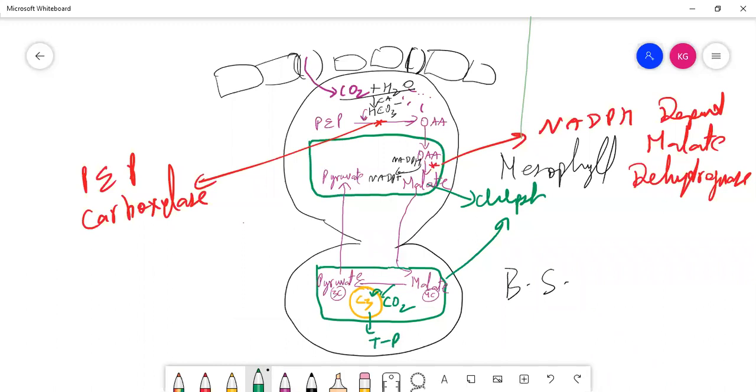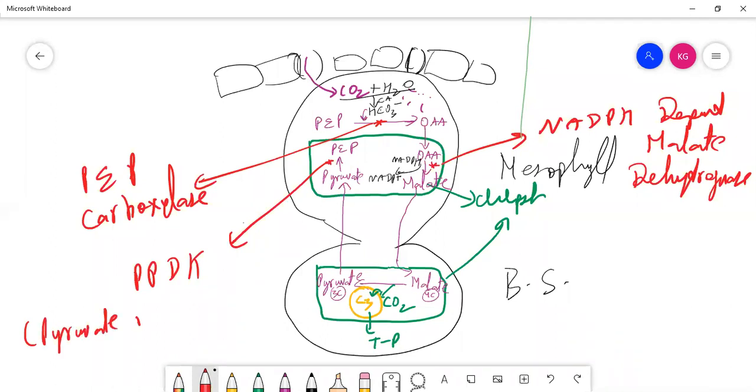Pyruvate moves back to the mesophyll cell. And in the next reaction, this pyruvate is converted to PEP inside the chloroplast itself. And who catalyzes this reaction? Very important enzyme. This is catalyzed by PPDK, pyruvate phosphate dikinase. Okay? Conversion of this pyruvate to PEP.